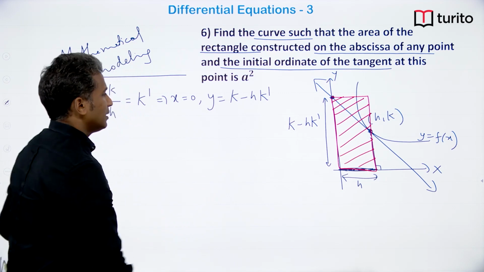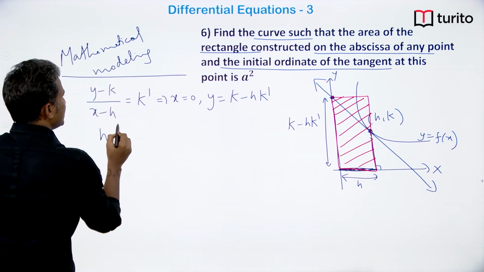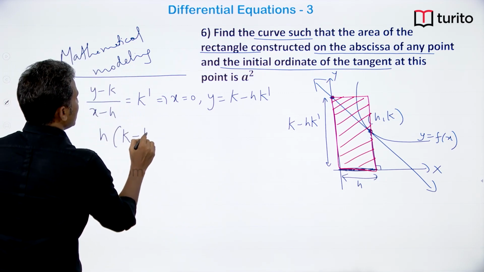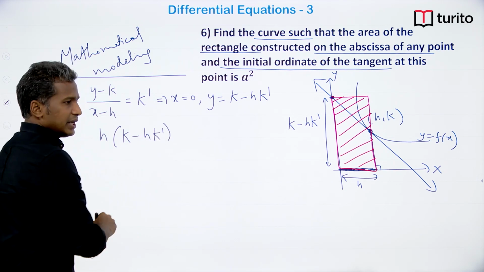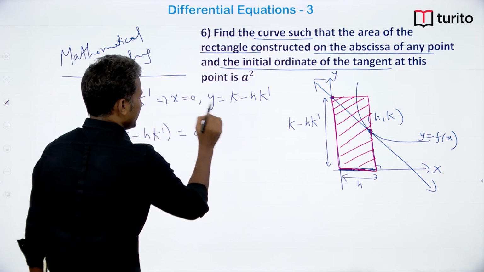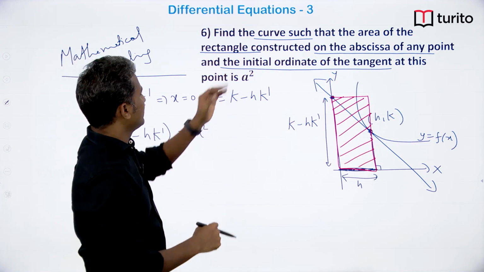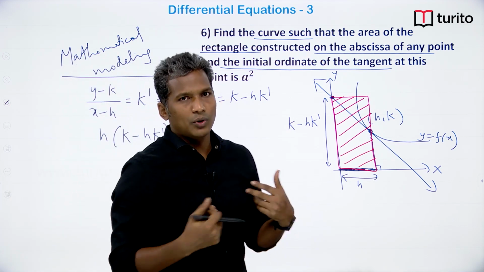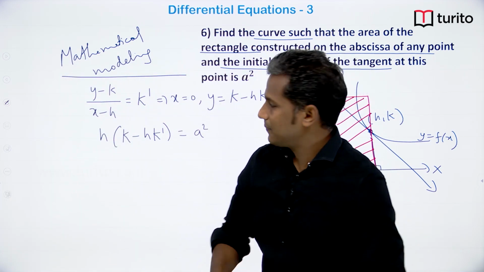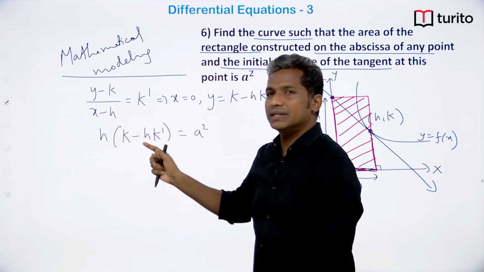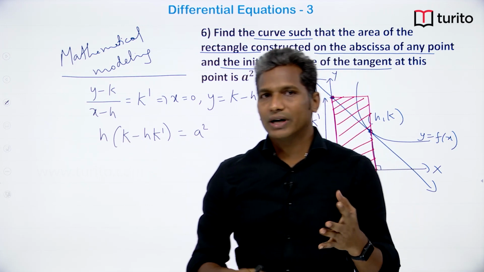What about the area now? Area will be h into (k minus h k dash). This will be the area, is equal to a square, right? Because area is given as a square. With this we can solve the problem. No, not so fast, because you don't know whether these coordinates are positive or negative.